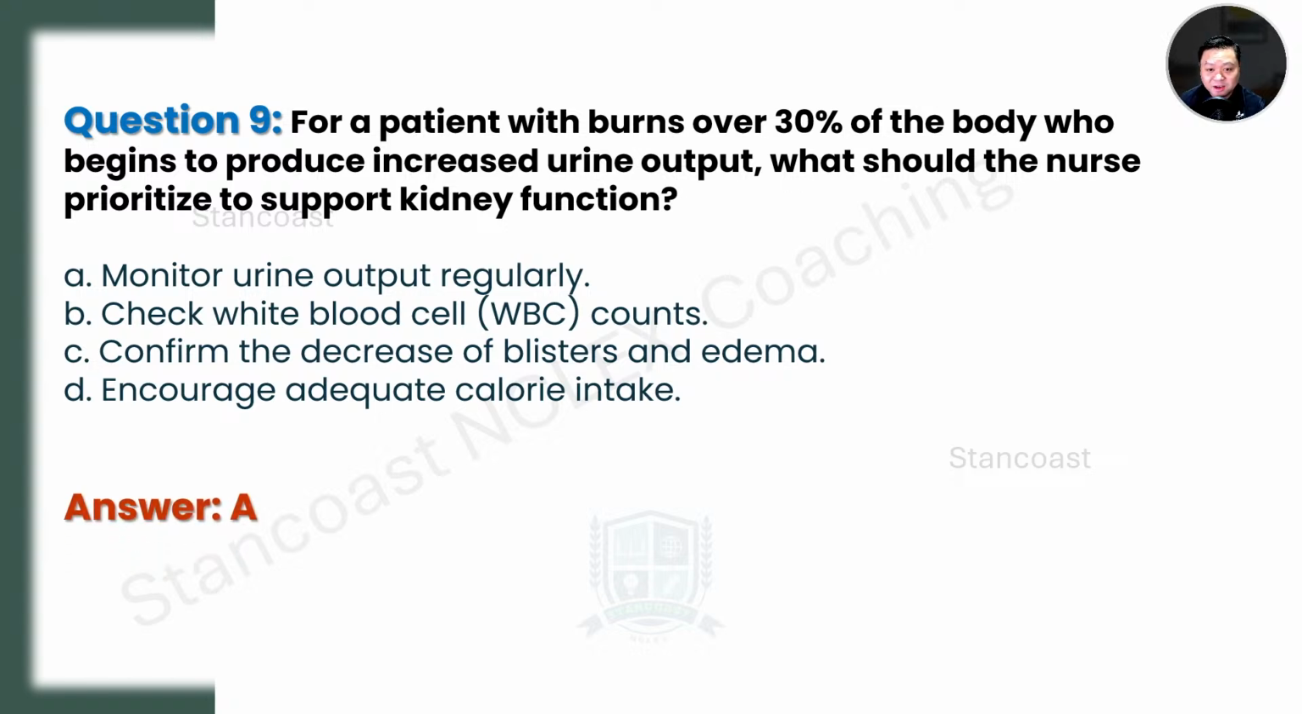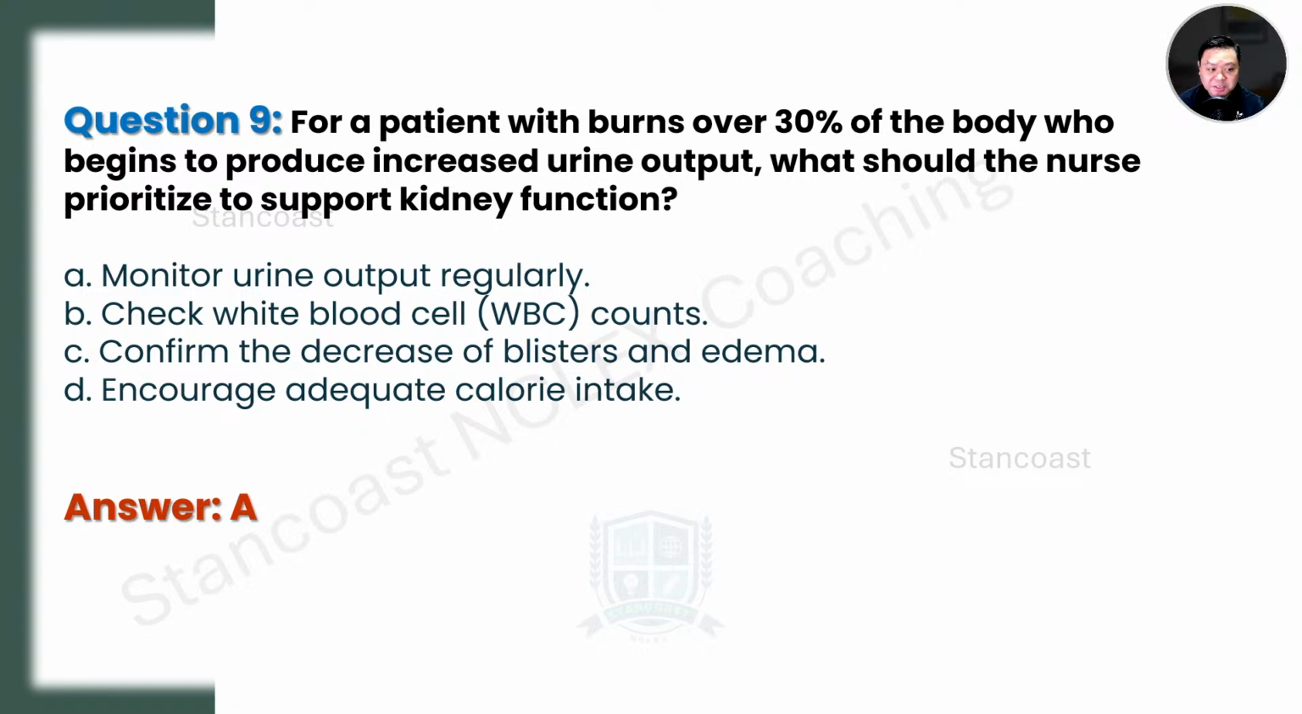Measuring the urine output will help you ensure that the patient is moving from the emergent to the acute phase, wherein there's going to be increasing diuresis, and the capillary integrity is going to be restored. That is going to be expected this time. Now, if you selected letter B, check white blood cell counts, this is going to assess the patient's infection risk, not kidney function. So eliminate that one.